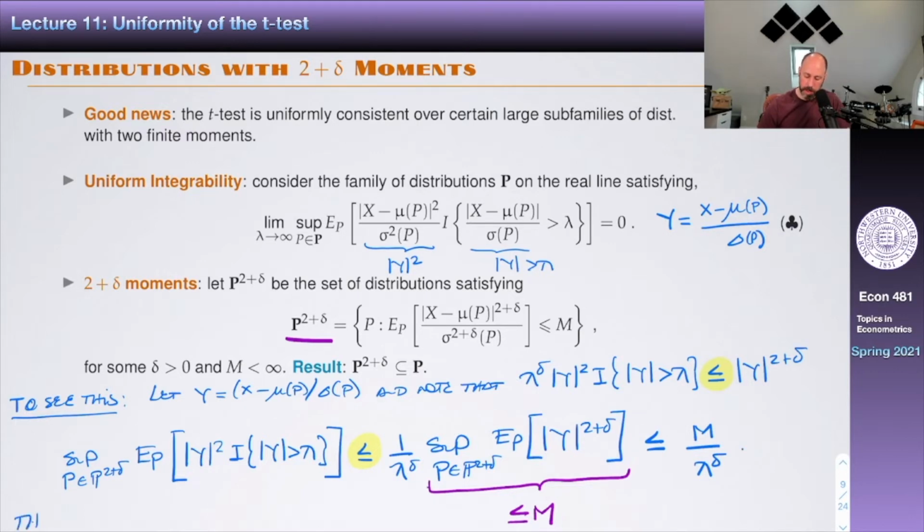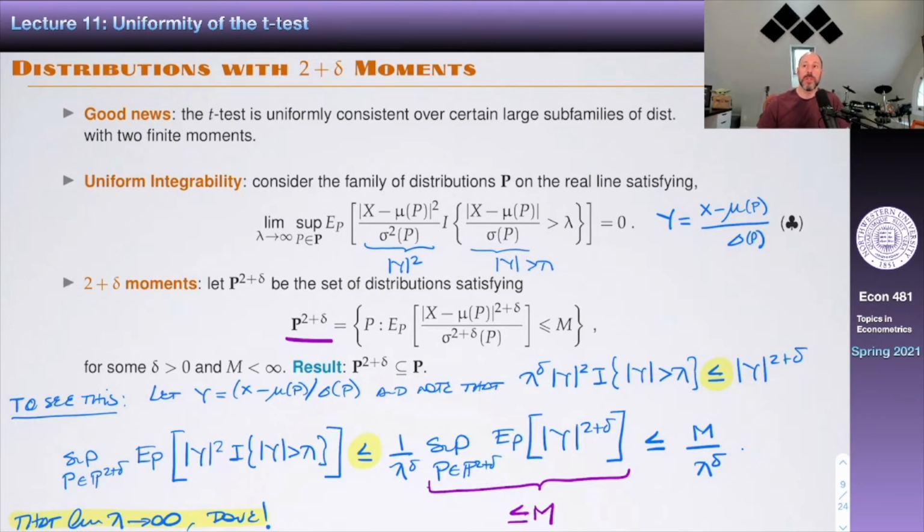So then take the limit as lambda goes to infinity, and then you're done. You show that this family of distributions is a subset of the family of distributions bold P. It satisfies that the limit as lambda goes to infinity of the supremum is 0.